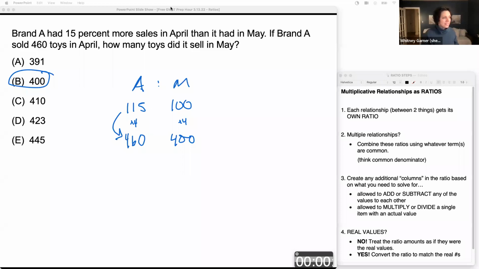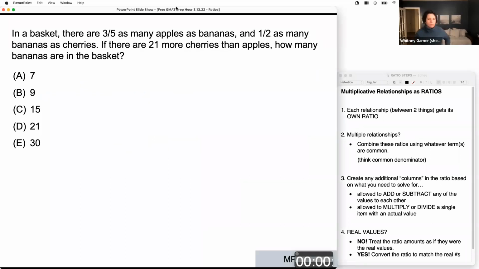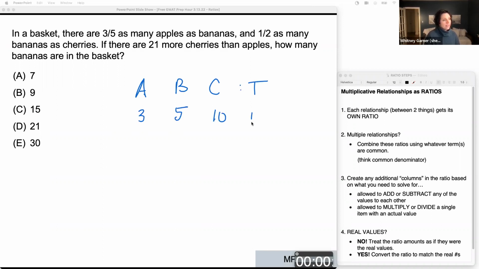Okay, I'd like to give you an extra wrinkle and show you a unique way that this works out. So I want to go back to this for a moment. I'll give us the ratio. We're back to apples, bananas, and cherries in our ratio of 3 to 5 to 10, for a total number of 18 pieces of fruit.